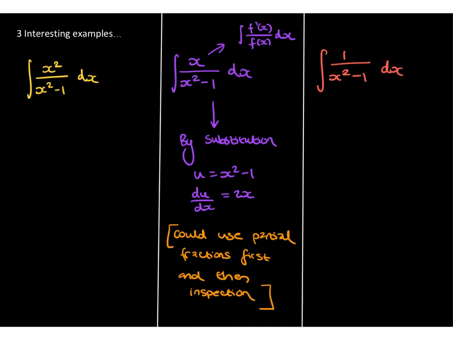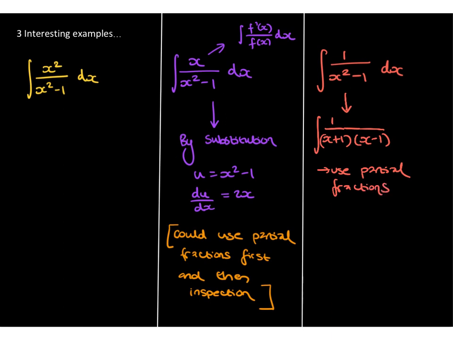In both the other examples, we have to take a slightly different approach. In this example here, 1 over x squared minus 1, we have to rewrite that as 1 over x plus 1, x minus 1, and then we need to use partial fractions first.